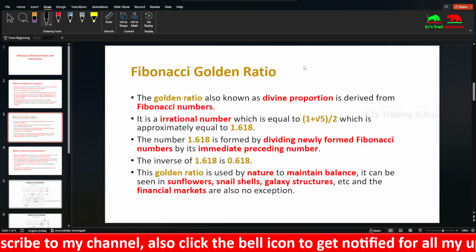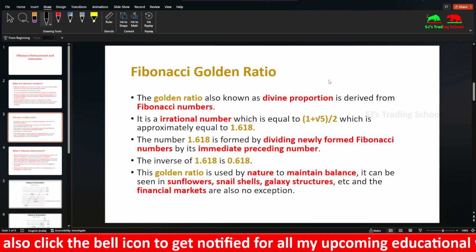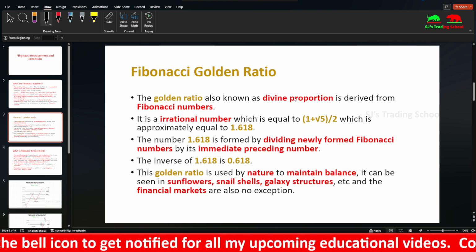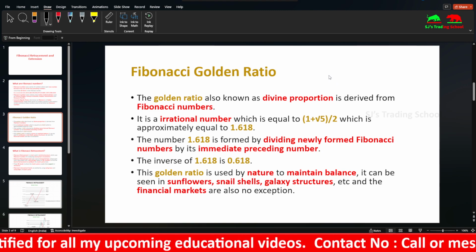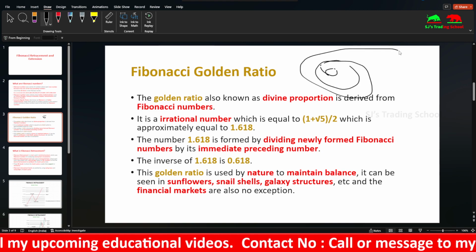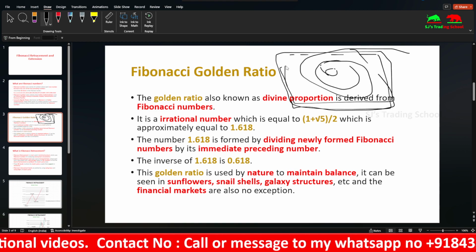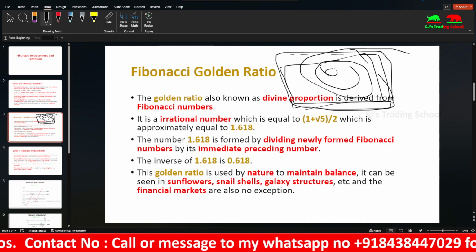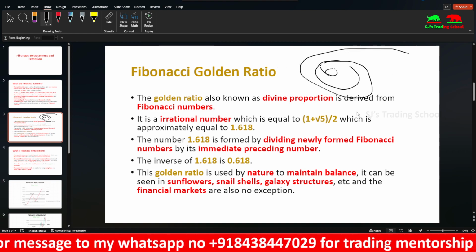What is the golden ratio? The golden ratio is also known as the divine proportion, or God's handprint. It is derived from the Fibonacci numbers. This is the Fibonacci spiral. You can even Google it and see. This is the Fibonacci spiral, and it is in the ratio of 1.618.